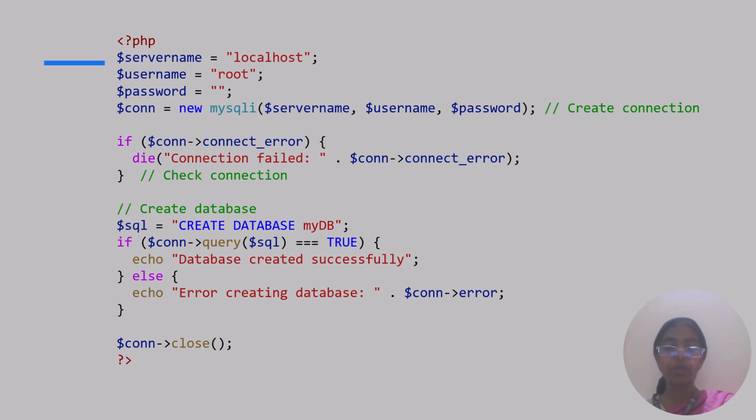So when we execute this create connection line, it will successfully create a connection. Then we are checking whether we have any error or not. That is if connection connect error. If I get any connect error, if you have not started your XAMPP, it will give you a connection error. So if you have any connection error, then the program will be stopped using your die method. So die method will show what error it is, and then it will not allow you to proceed further.